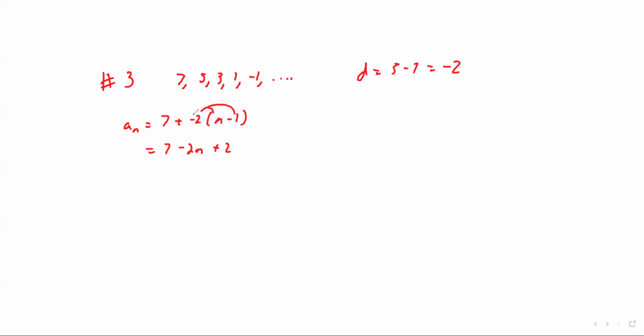So that'll help me remember to carry the negative with me. So that gives me negative 2n plus 9. All right. Let's do another one. Again, in a different type of form, but still asking the same information.